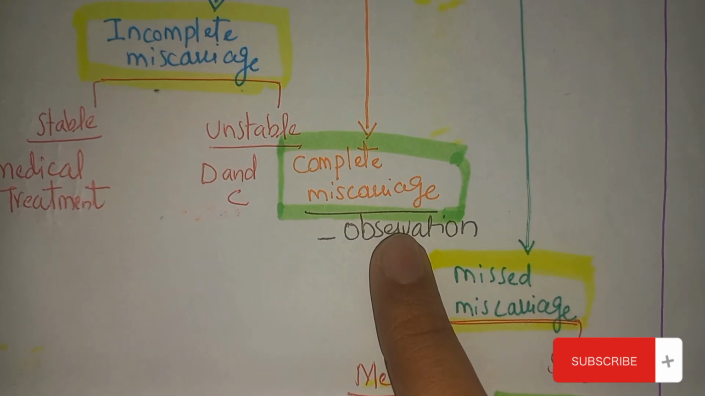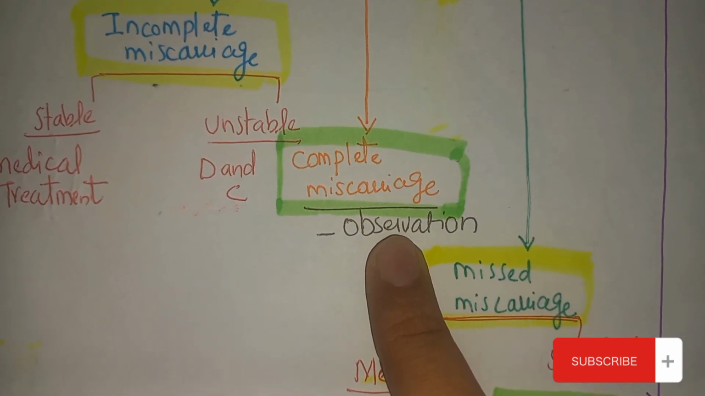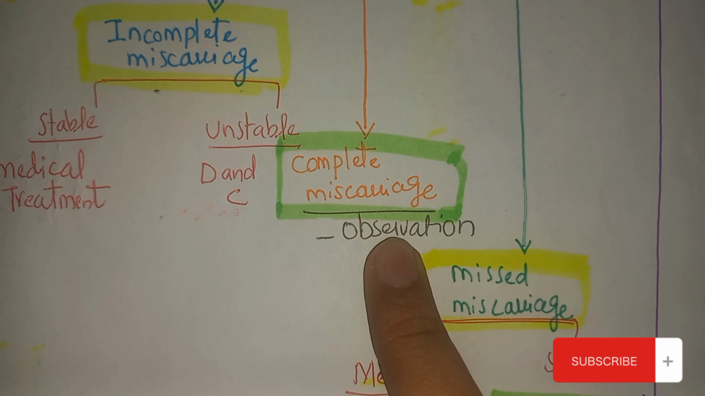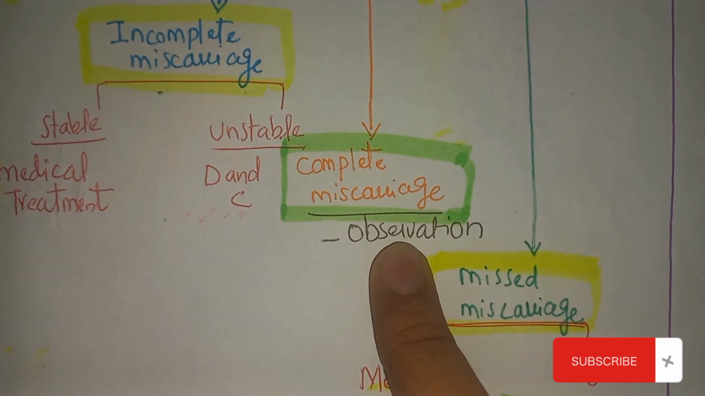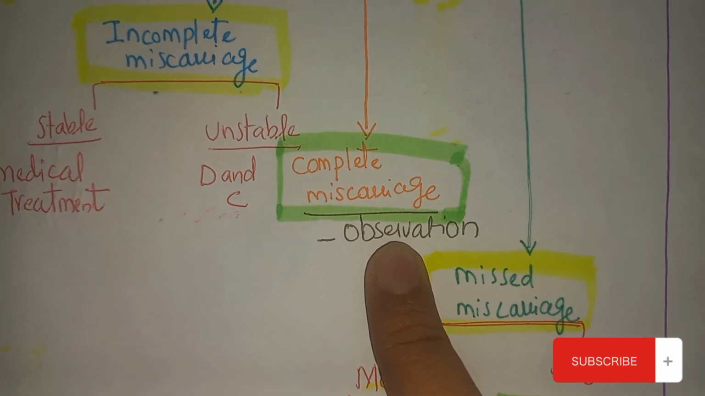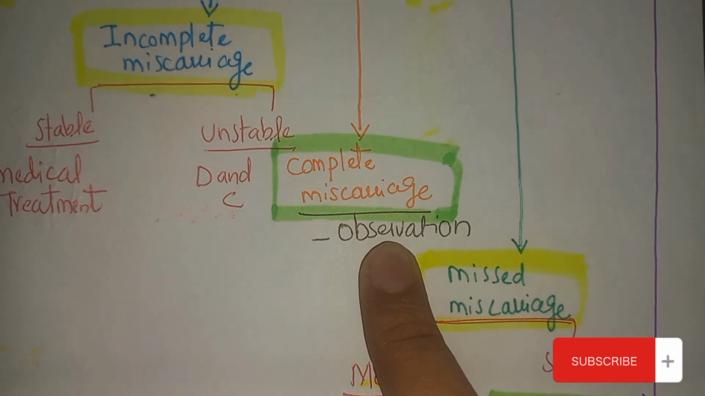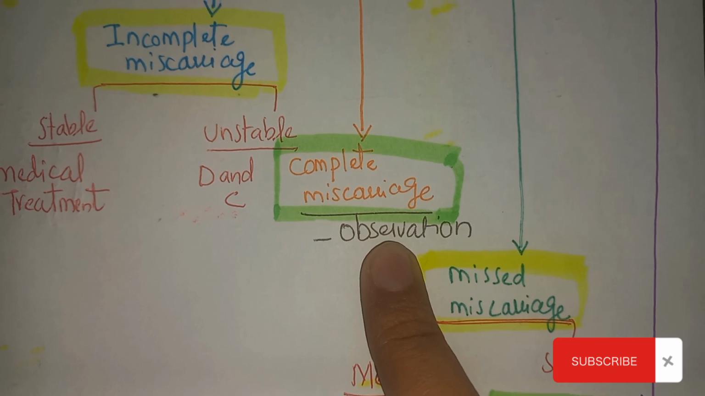If there is complete miscarriage, if a patient had bleeding and that has stopped and the products of conception have been expelled, you just keep this patient under observation and repeat the pregnancy test after 21 days.